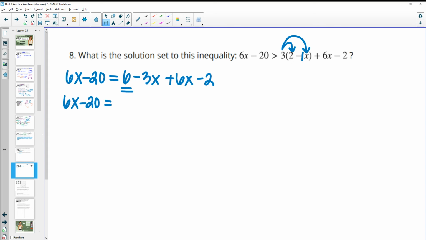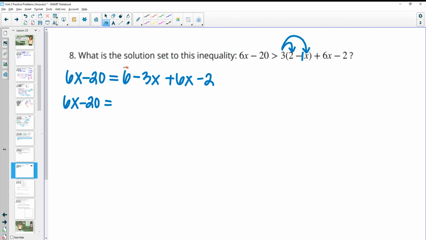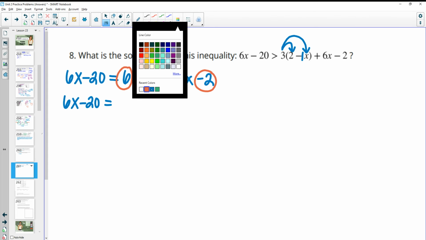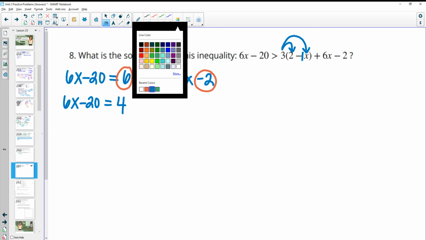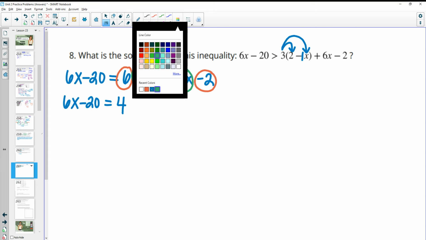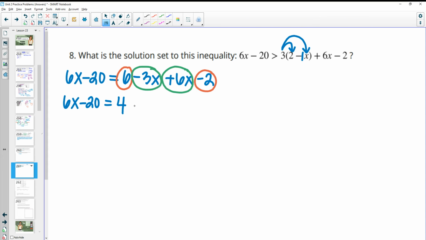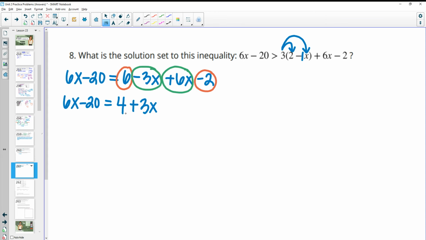So maybe I'll use a different color to show these. I've got 6 with negative 2. So 6 plus a negative 2 is a positive 4. And then I've got a negative 3x plus a 6x. So negative 3x plus 6x is a positive 3x. Then I've got all my like terms combined on each side.